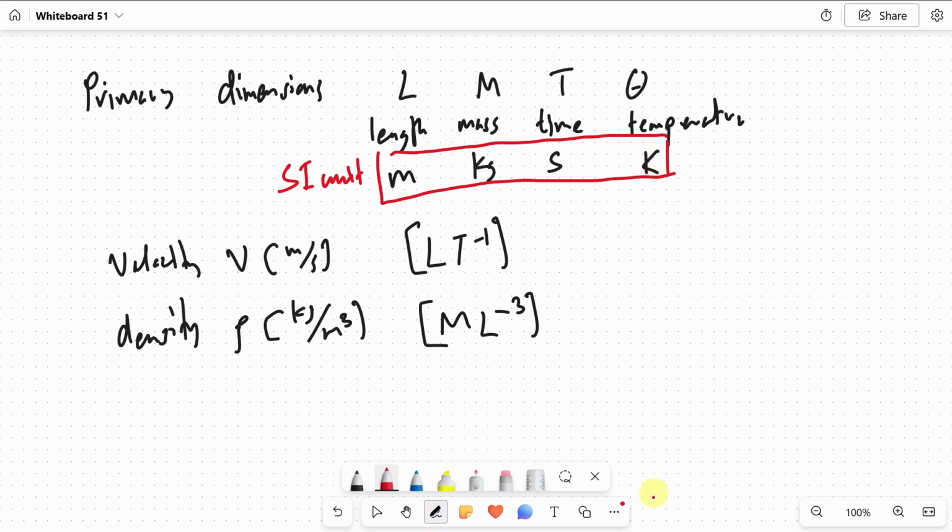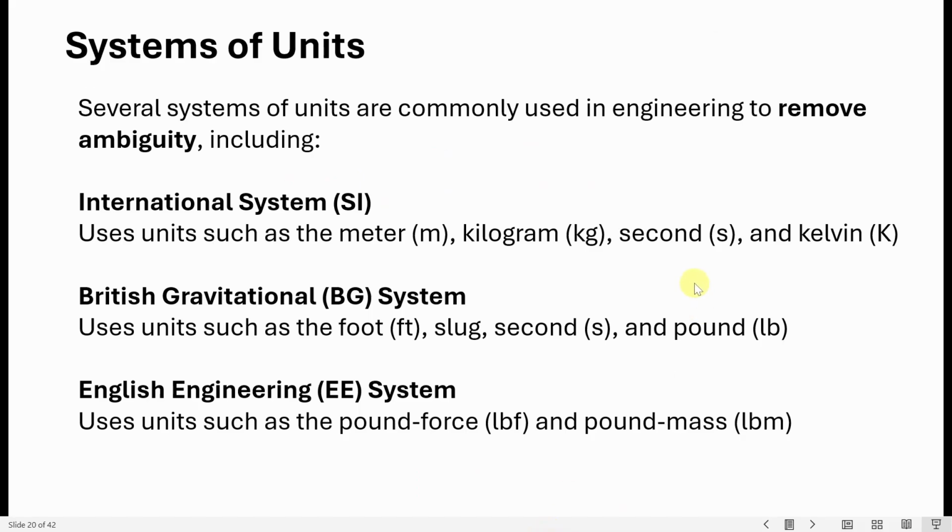All right. And then we have the British Gravitational system, which uses foot, slug, and second, and the English Engineering system, which uses pound force and pound mass. This is not common to us, so our focus will be on the International System, or the SI unit system.